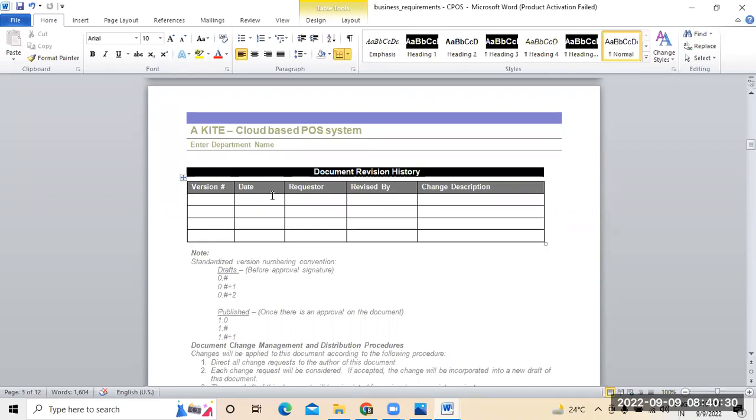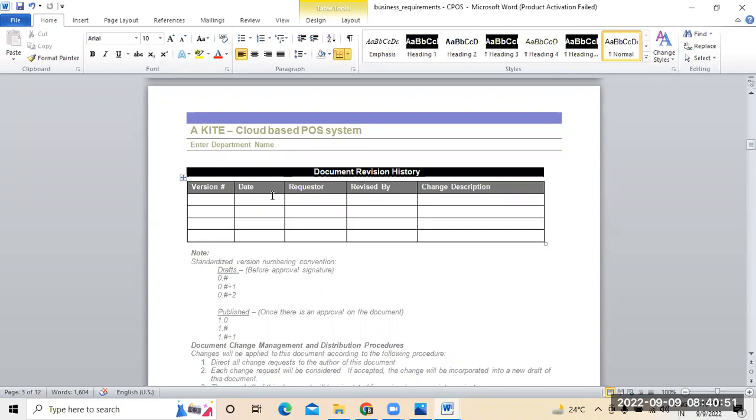This is what we call the document revision history. It means what changes we have made, when we made them, who requested them, who revised them, and what the change description was. Is it a functional change? Is it a non-functional one? Is it a security requirement change? Are we making any version changes?